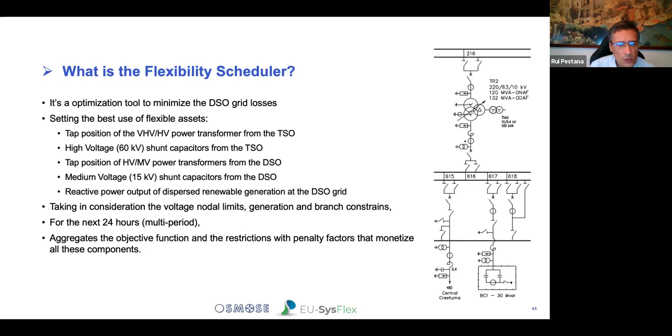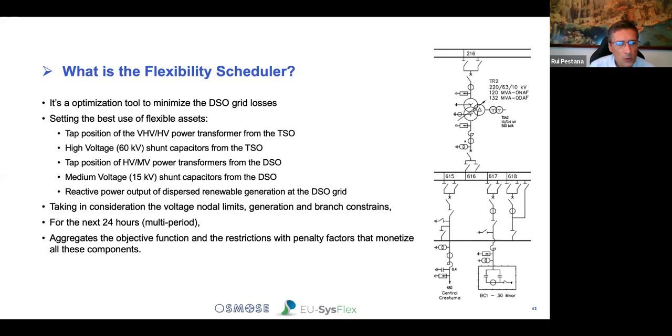So this is one case in Portugal where we have the very high voltage at 220 kV. And then you have the 60 kV where we give the power to the distribution. This is just a small section. As you can see, you have the tap positions of the transformers from the TSO. You have also the shunt capacitors of the TSO. But then regarding the DSO grid, you have also the tap positions of the high voltage, medium voltage transformers, also the shunt capacitors on the medium voltage. The region that we simulated is on the 15 kV grid.